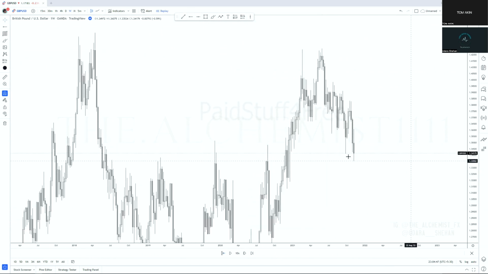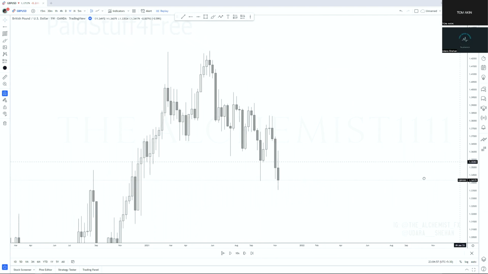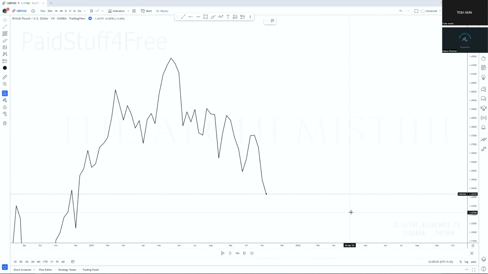Now remember, this is how I do the top-down analysis. This is what I always look for. On the weekly, I always look for the most recent major breakout structure, especially on the line chart. So what do we have? What's the most recent major breakout structure we have?